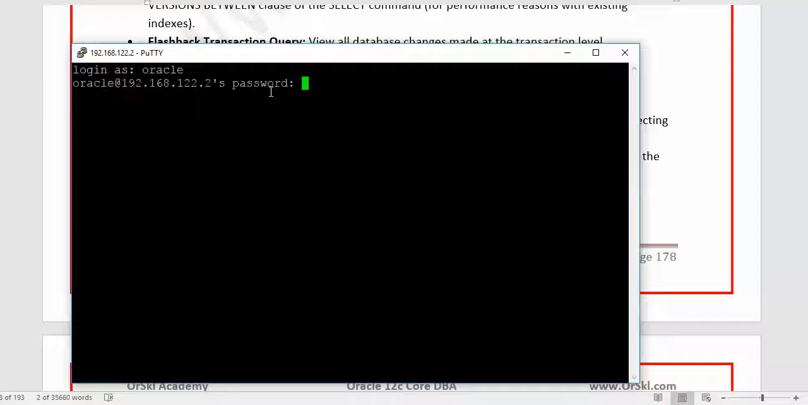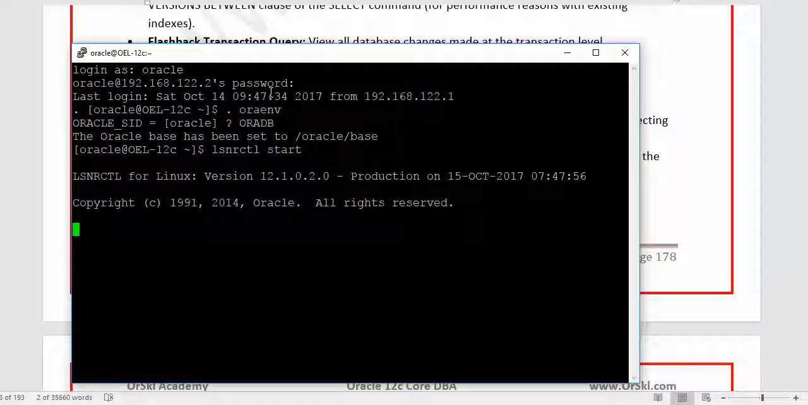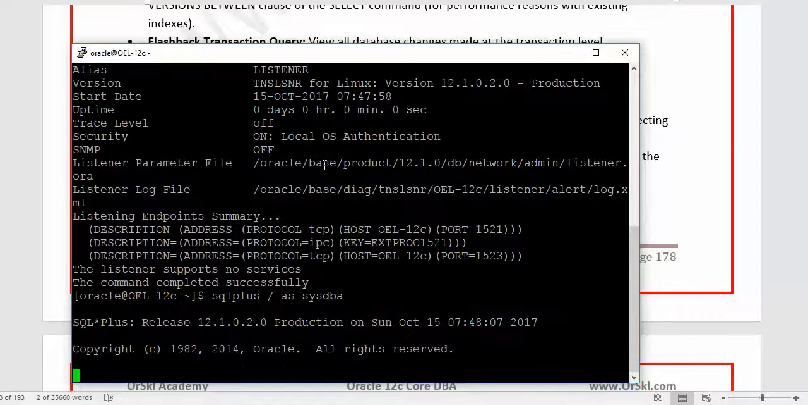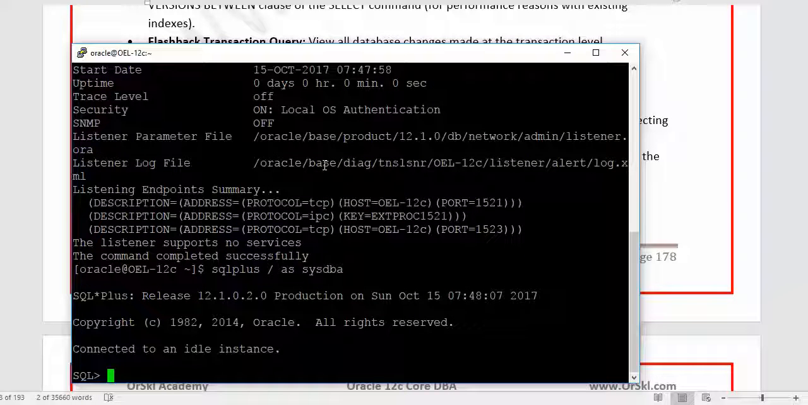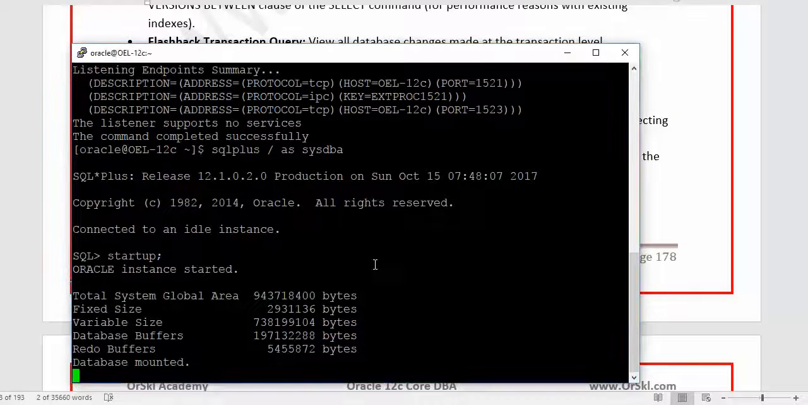Okay, let me log in because I just started up my machine. Let me start up the listener first. Now SQL plus / as sysdba, and then I'll start it up. There is one parameter called undo_retention, which we discussed in the undo tablespaces chapter, managing undo. So let us check the same parameter now.